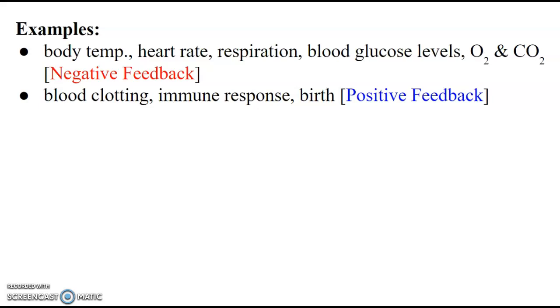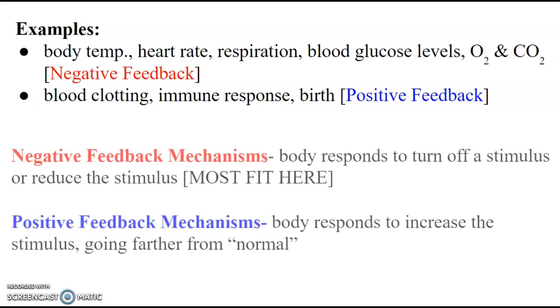There are some homeostatic situations where you actually amplify and get further away from the norm. Blood clotting, the immune response, and giving birth are 3 examples of positive feedback systems. But by definition, this is what we're talking about. So for positive feedback mechanisms, you are trying to increase the stimulus to protect the body or get the job done that needs to be done.